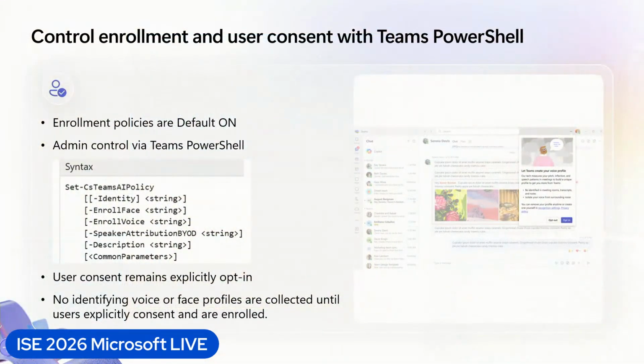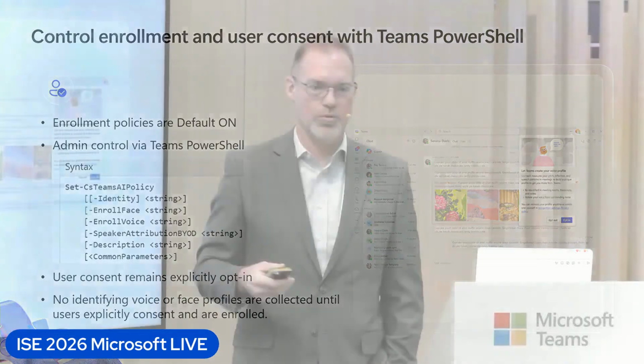I talked a little bit about controls. Controls and user consent is very critical for all of us to gather this type of information. For enrollment policies, right now, those policies are set to a default on state. We feel this is a very important technology to continue the workflows of Facilitator and Copilot.